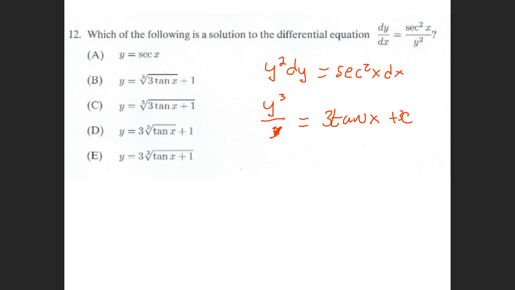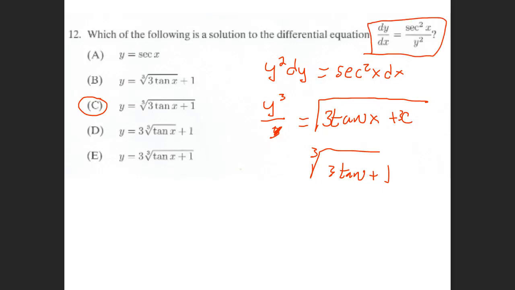Okay, and then my last step would be to take the third root of both sides. So my answer would be the third root of 3 times tangent of x plus c. Well, they have 1 in all of their answers, so I'm just assuming that 1 is going to be my c value. C is a constant. It doesn't matter what the constant is. So my answer should be letter C. And that was very similar to what we just finished right before spring break, trying to split those variables up and rewriting the problem.